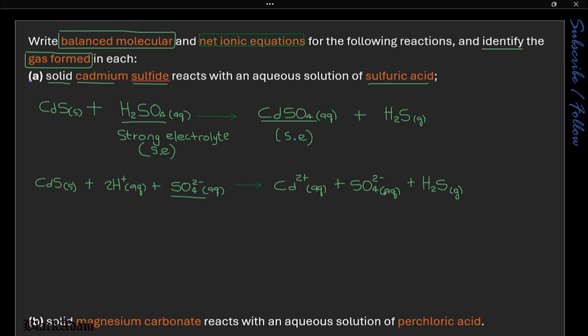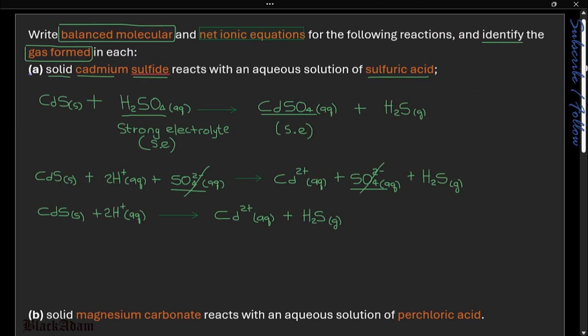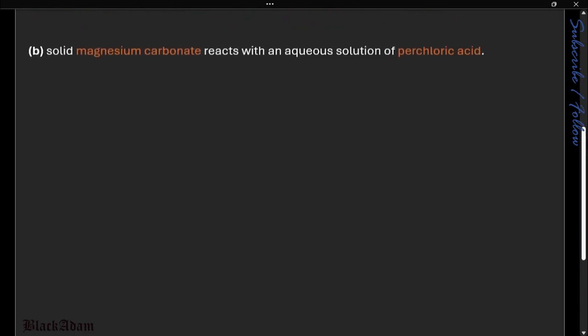Now we cancel the common part: the sulfate cancels on both sides, and we are left with the net equation, which is cadmium sulfide plus hydrogen ion in aqueous form, giving cadmium ion in aqueous form, plus hydrogen sulfide in gas form. So that's our gas. That is our first example. The gas is hydrogen sulfide, and that's all we are required to do.